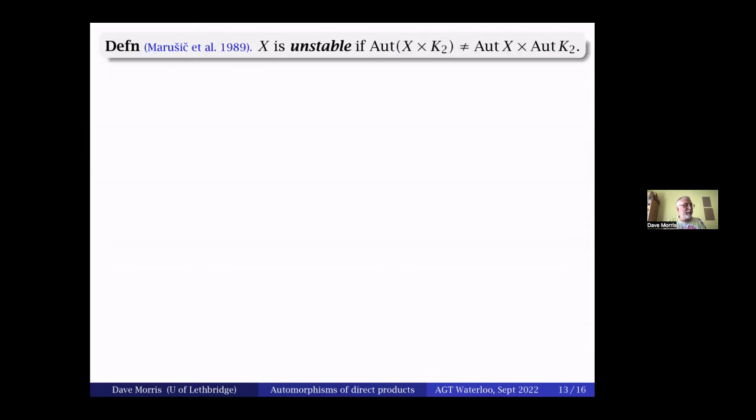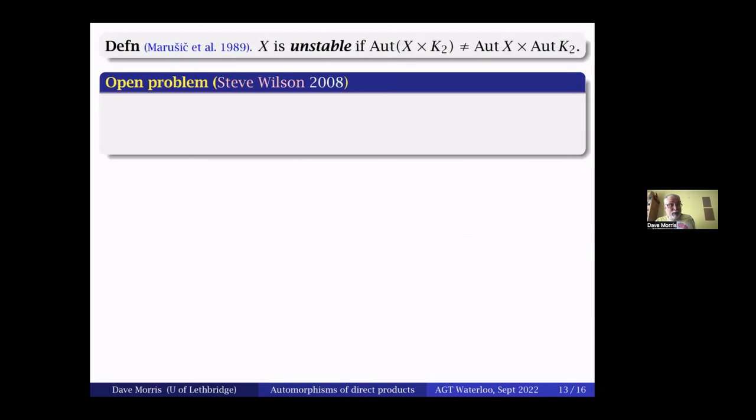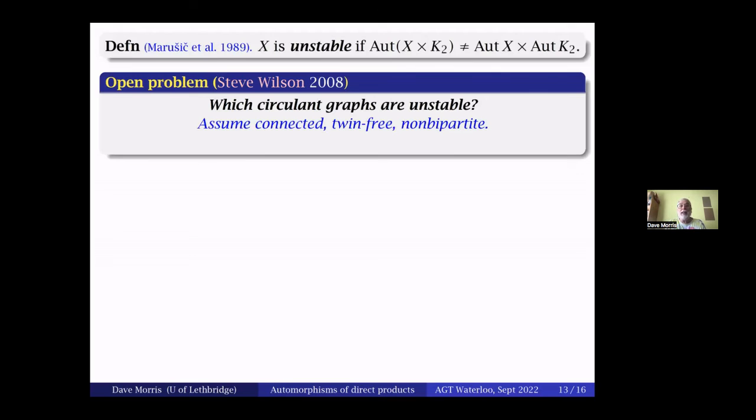So let me summarize what I've talked about today. The point is, there's this definition. Some graphs are good, some are bad. The bad ones we call unstable. We don't understand the automorphism group of X cross K2. So Steve Wilson asked a specific case: which circulant graphs are unstable? Well, some are obviously unstable. If they're not connected, there's a problem. If they're not twin-free, there's a problem. If they're not bipartite, there's a problem. And in fact, there's a special name for this. A graph is called non-trivially unstable if it's not connected or not twin-free or it's bipartite.